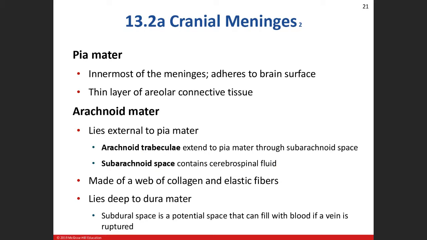Okay, here's the pia mater, here's the arachnoid mater, and the dura mater would be right on top. So here's your subarachnoid space here. This is where the CSF is flowing. There's really no space here, but if a blood vessel gets damaged, it'll bleed into this space. It'll cause all sorts of problems.